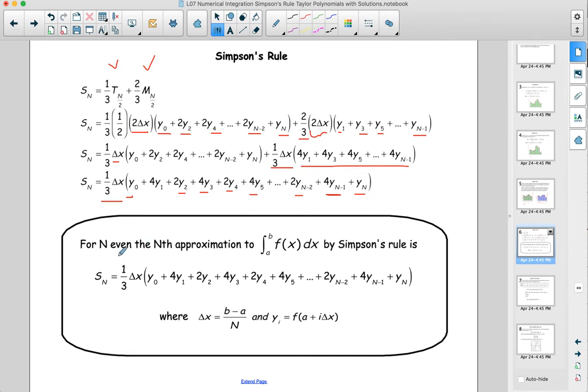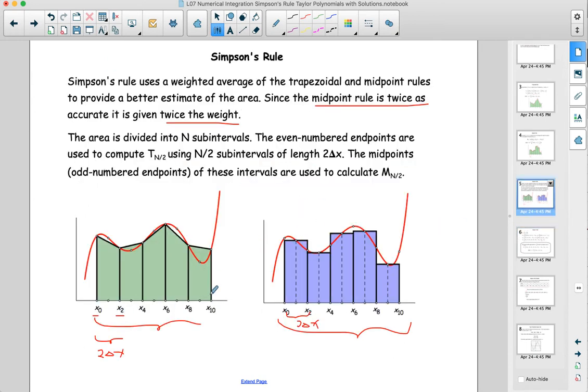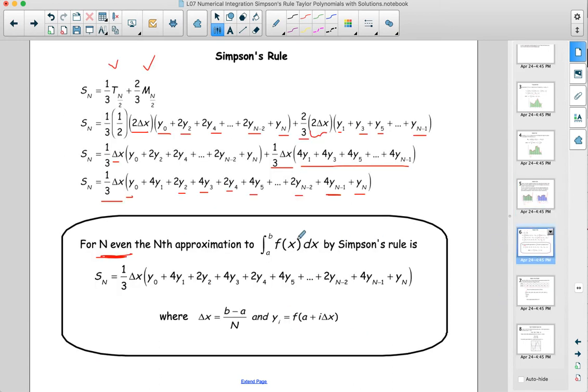So for n even, okay, we need to have an even number of subintervals. So coming back over to here, we need an even number of subintervals in order to use this theorem, because we need these two endpoints to occur once, and we need the pattern to follow 4, 2. So the key to using this is remembering you need an even number of subintervals. Then the nth approximation is going to be given by this formula: 1/3 delta x times all of those pieces.